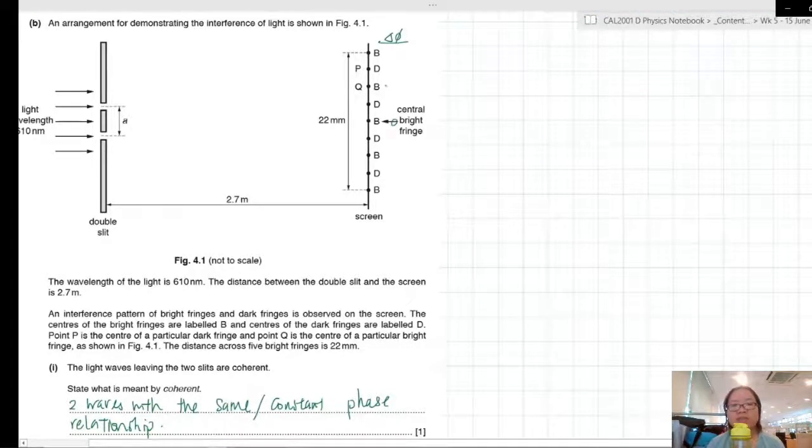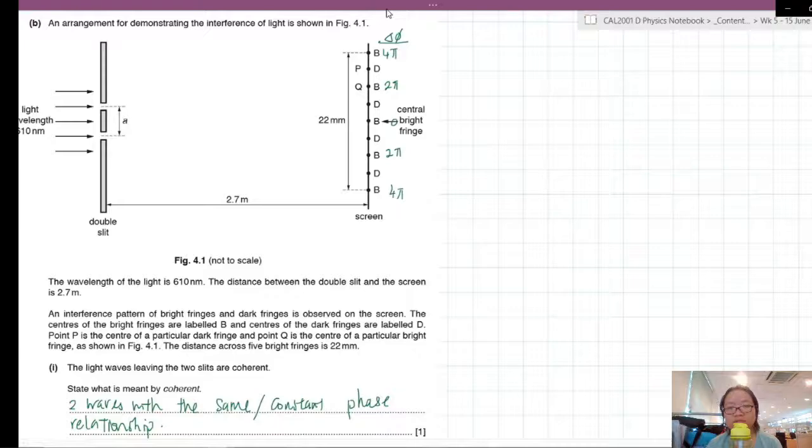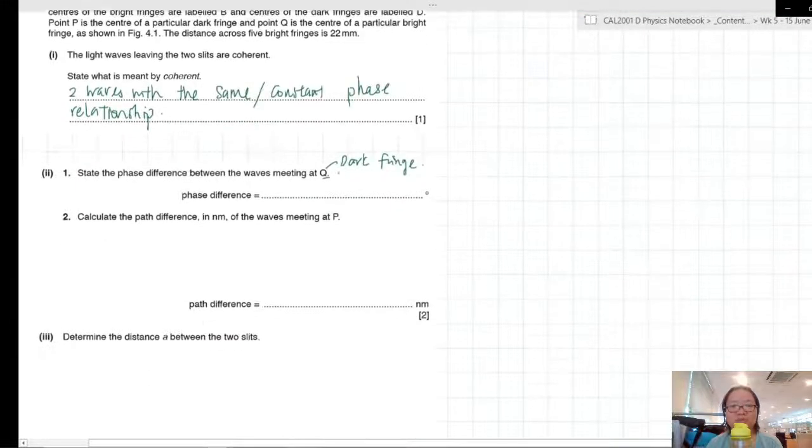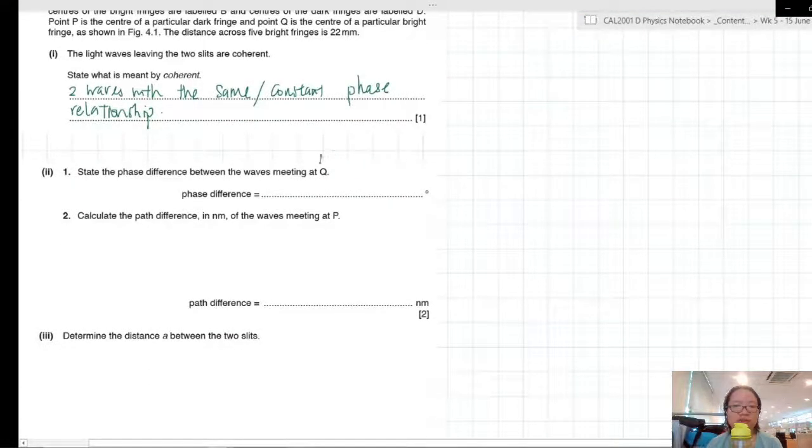So for the phase difference discussion, all the bright fringes will be even multiples of pi, because they have to be in phase. And then all the dark fringes will be odd multiples of pi. So that means at Q it will be 2 pi. You're very happy, you write 2 pi, and then you notice the question uses theta, degrees. Okay, I'll change it to 360.